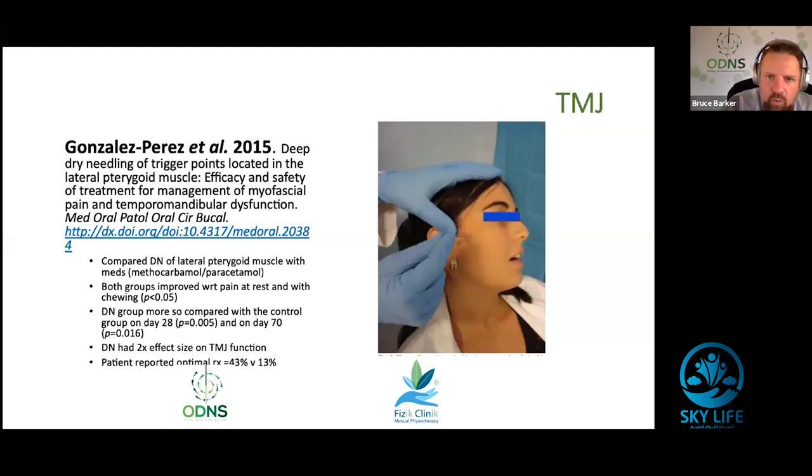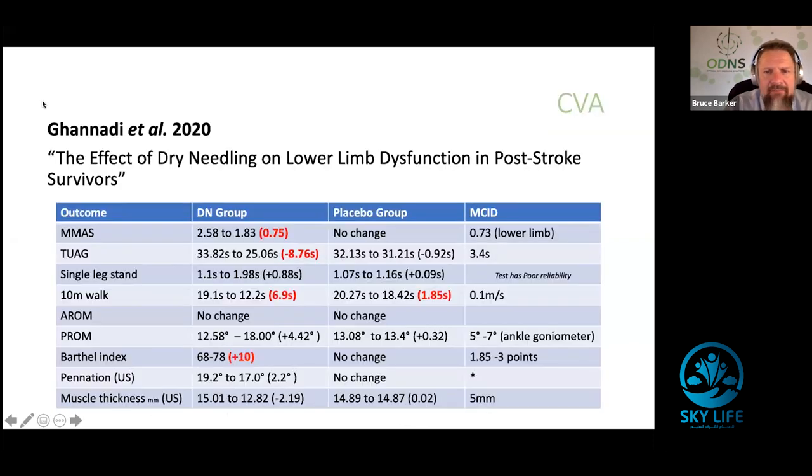And again, another important finding here. What do the patients think about this? Well, patients who were needled said their treatment was optimal 43% of the time versus patients who got medication only, 13% of them said their treatment was optimal. So the patients love it and it's more effective on an objective basis.